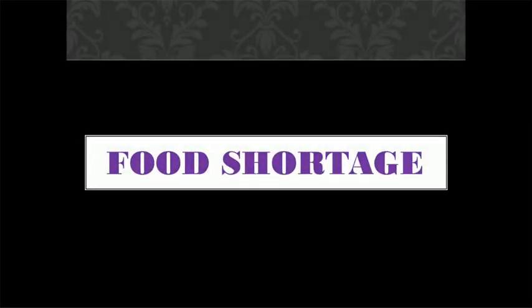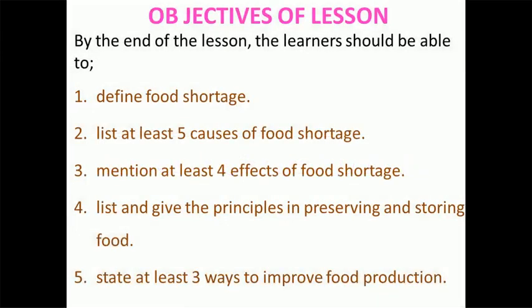Today we are discussing the topic food shortage. Objectives of the lesson. By the end of the lesson, the learners should be able to: 1. Define food shortage. 2. List at least 5 causes of food shortage. 3. Mention at least 4 effects of food shortage. 4. List and give the principles in preserving and storing food. And number 5, state at least 3 ways to improve food production.